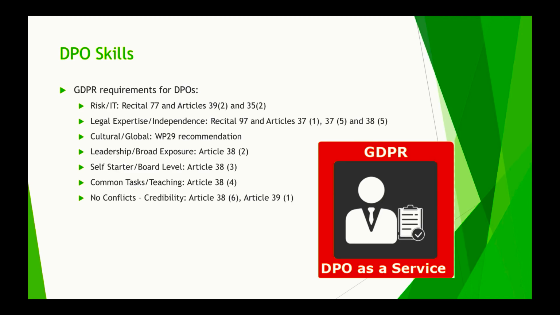So, regarding risk and IT, Recital 77 and Articles 39.2 and 35.2 require DPOs to offer guidance on risk assessments, countermeasures, and data protection impact assessments. DPOs must have significant experience in privacy and security risk assessment and best practice mitigation, including significant hands-on experience in privacy assessment, privacy certifications, and information security standard certifications.